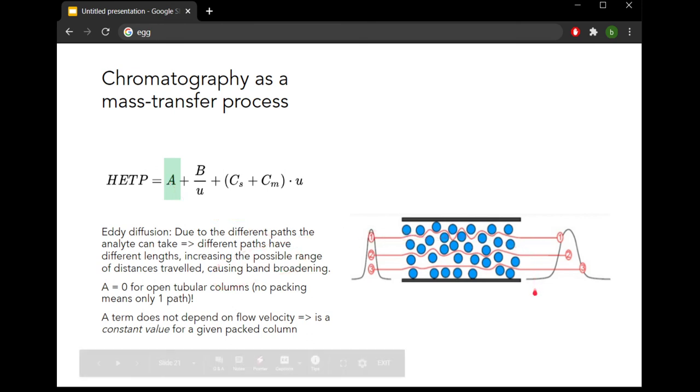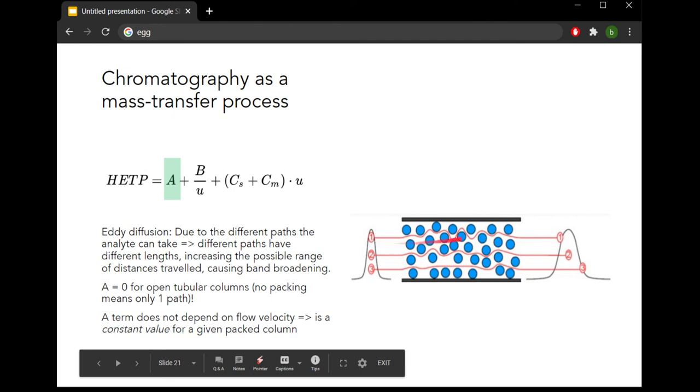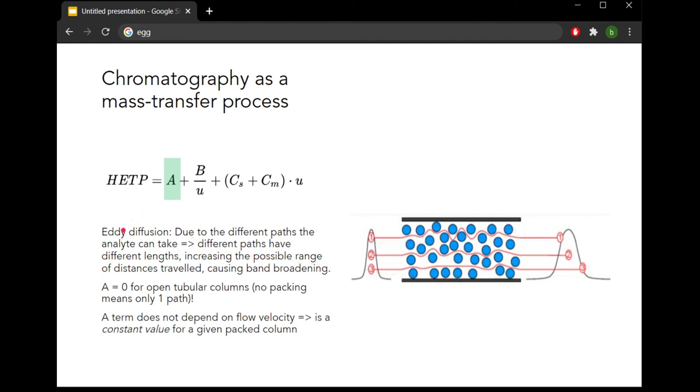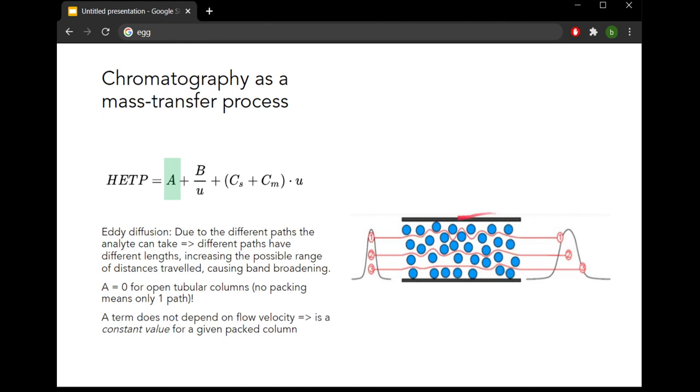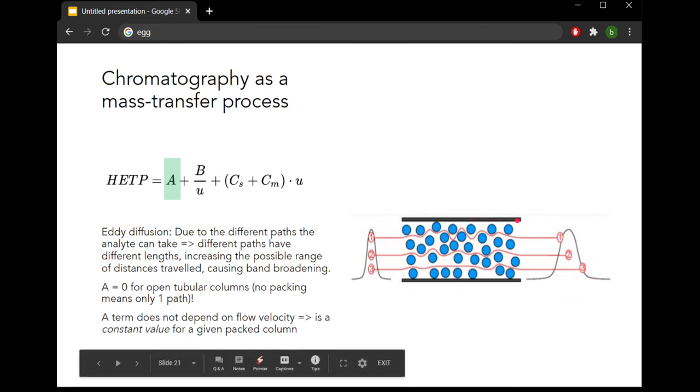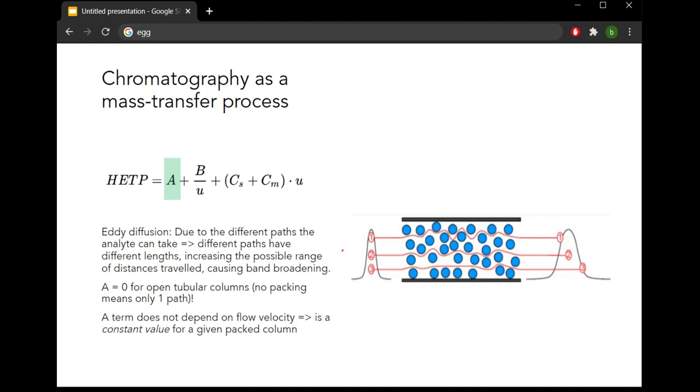For open tubular columns with no meaningful stationary phase, no packing, the analyte can only take one path through the column, which is straight through. There's no packing material for it to go up or down. But in a very densely packed column with a lot of different eddy channels that these analytes can go through, this A term starts to increase. So we say this term is constant based on the packing material in the column. It's not dependent on how fast the mobile phase is flowing, but on how packed the column is.